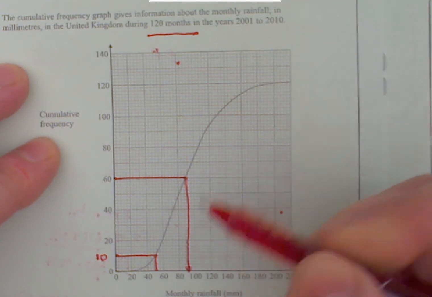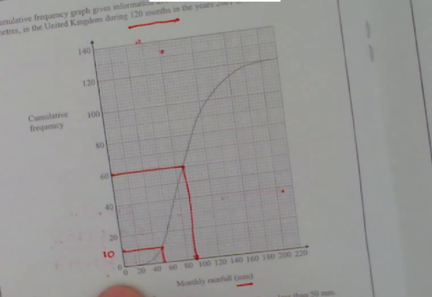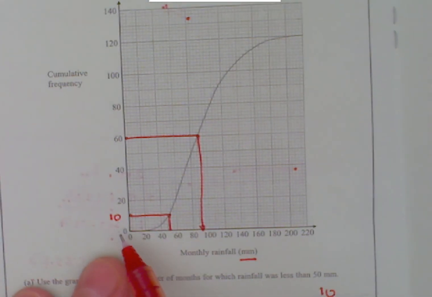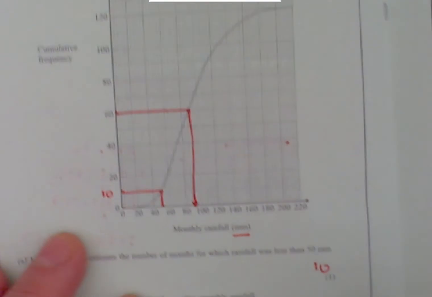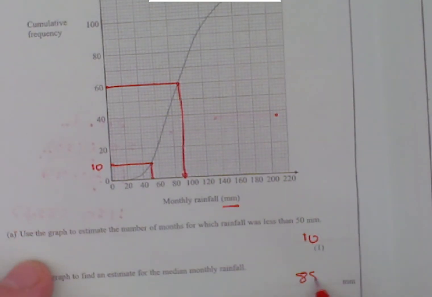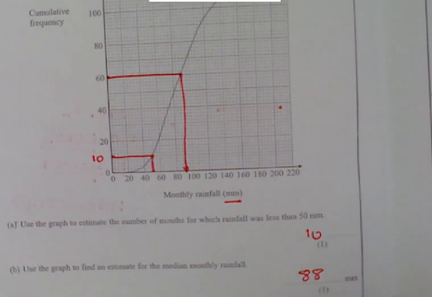Now remember, looking at the units, each little square must be worth 4, if 5 squares gives you 20. So I believe there I've got 88. So I'm going to put 88. You're allowed some leeway either side.